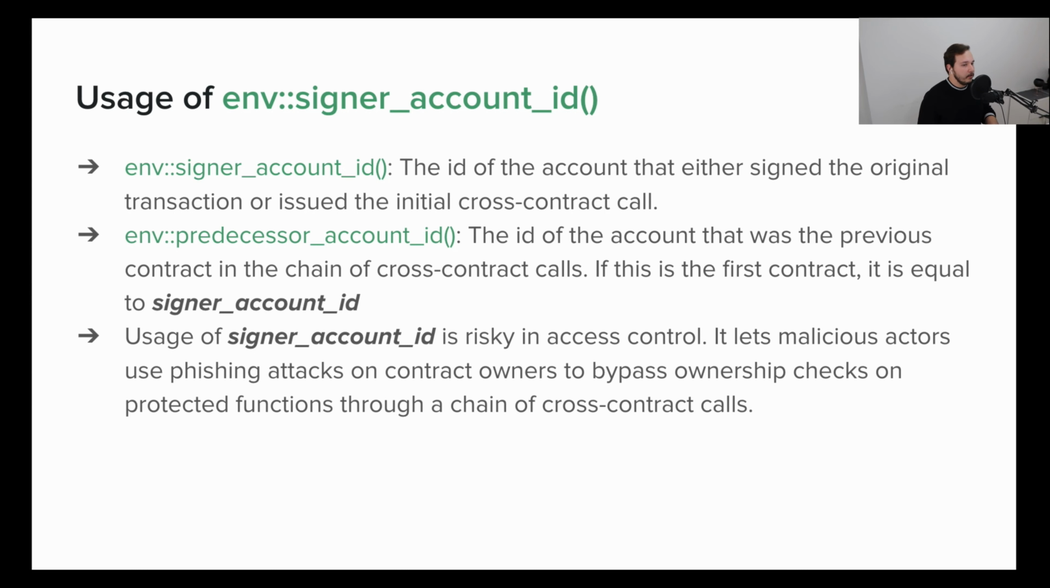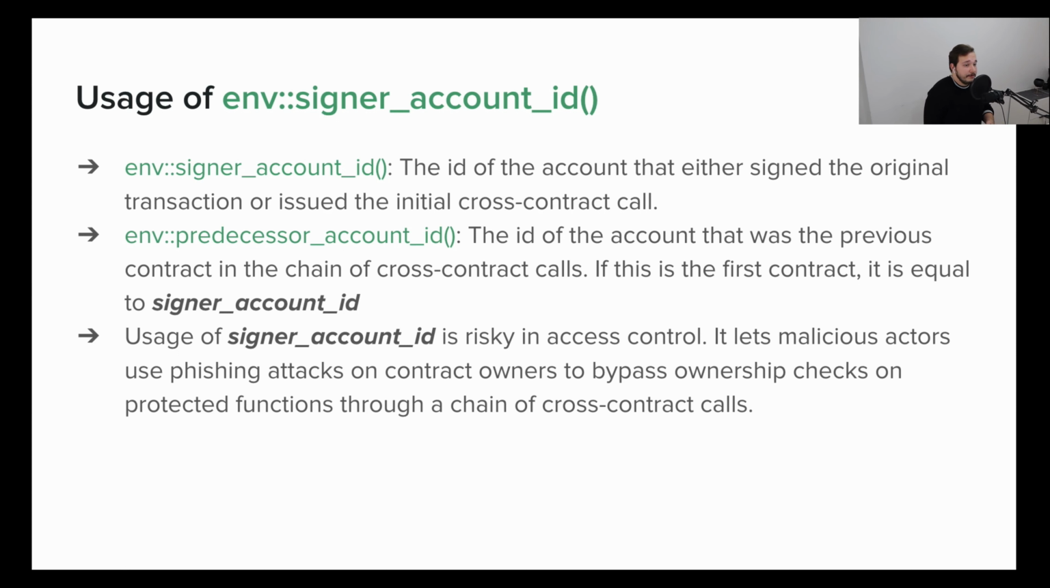So if we have a contract A calling contract B, and contract B is calling contract C, if signer account ID is used in that scenario, whoever called contract A is basically going to be the signer of the whole transaction. So let's say A calls B and B calls C. In the last step, the predecessor is going to be contract B, but the signer is going to be the person who called contract A, so the person who initiated the chain of transaction calls. So that's pretty much the difference.